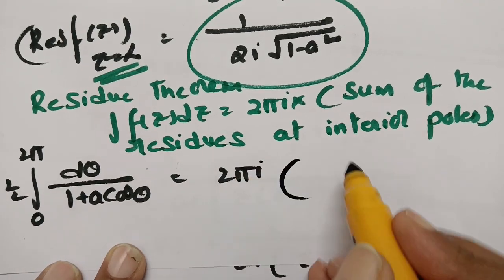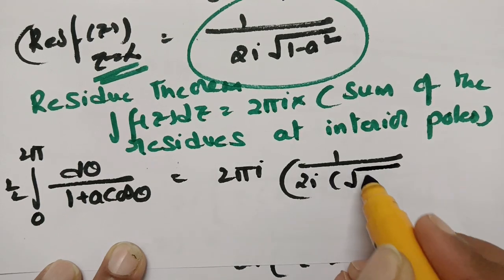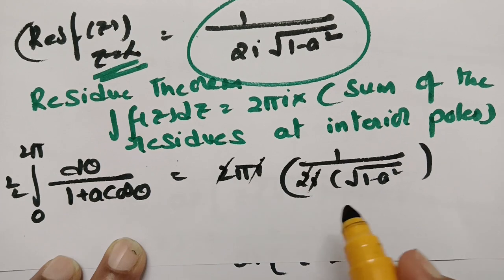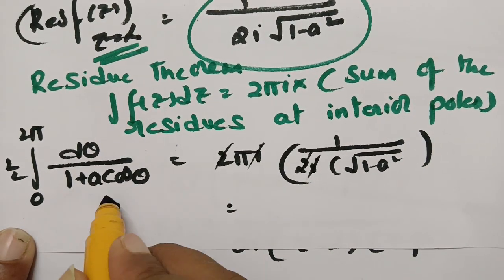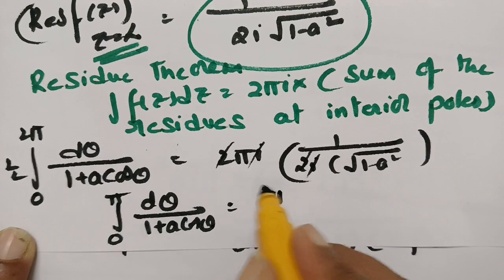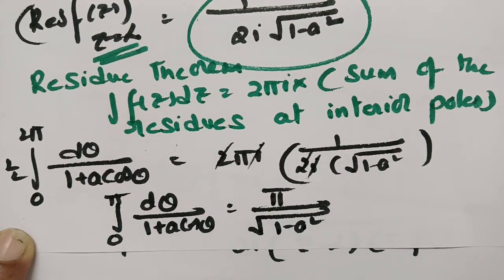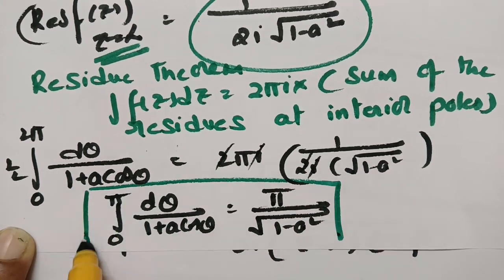2 pi times 1 by the residue value here, the interior pole, which is root over 1 minus a square. So if I cancel these two, what remains is that the integral from 0 to pi of d theta by 1 plus a cos theta is equal to pi by root over 1 minus a square. So this is how we have to solve. This is so important, and let me explain it once again.